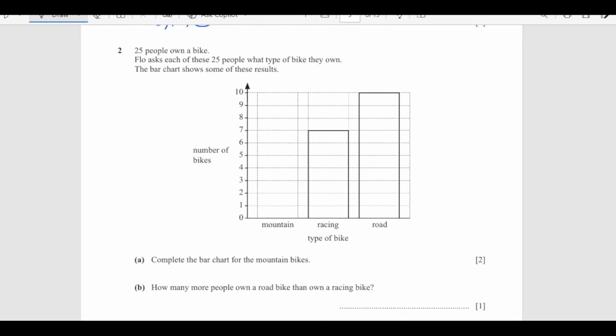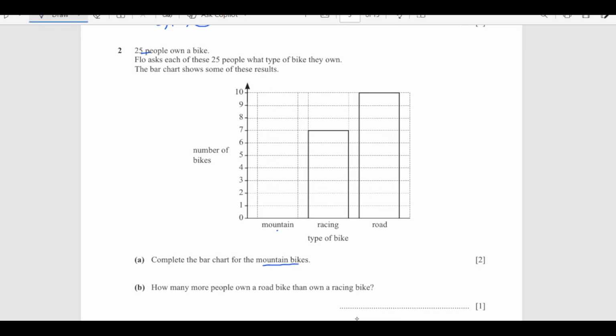Now number 2 question is 25 people own a bike. So Flo asks each of these 25 what type of bike they own. The bar chart shows some of these results. You can see racing and road, and this mountain is empty. Complete the bar chart of the mountain bikes.